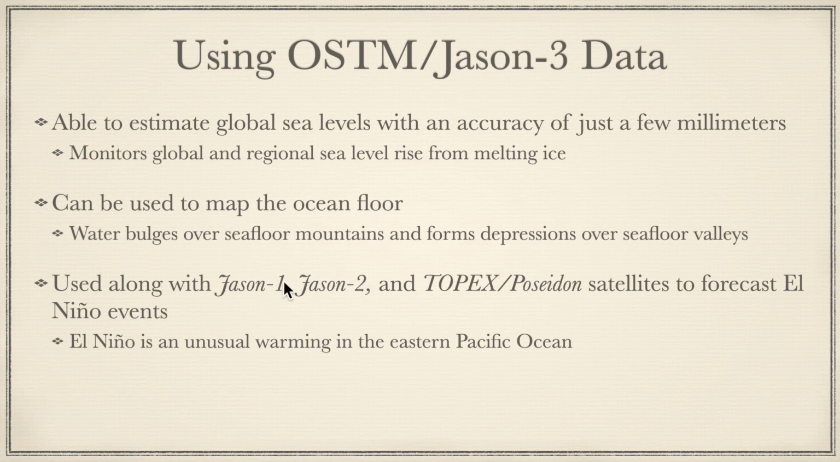This is also used along with Jason-1, Jason-2, and the Poseidon satellites to forecast El Nino events. An El Nino event is really an unusual warming in the eastern Pacific Ocean. So they can monitor ocean currents and ocean temperatures with this, and they can get an idea of when El Nino events are going to occur. We'll talk about it later, but El Nino events have a whole weather pattern, usually a lot of rain in some areas and droughts in other areas and things like that.